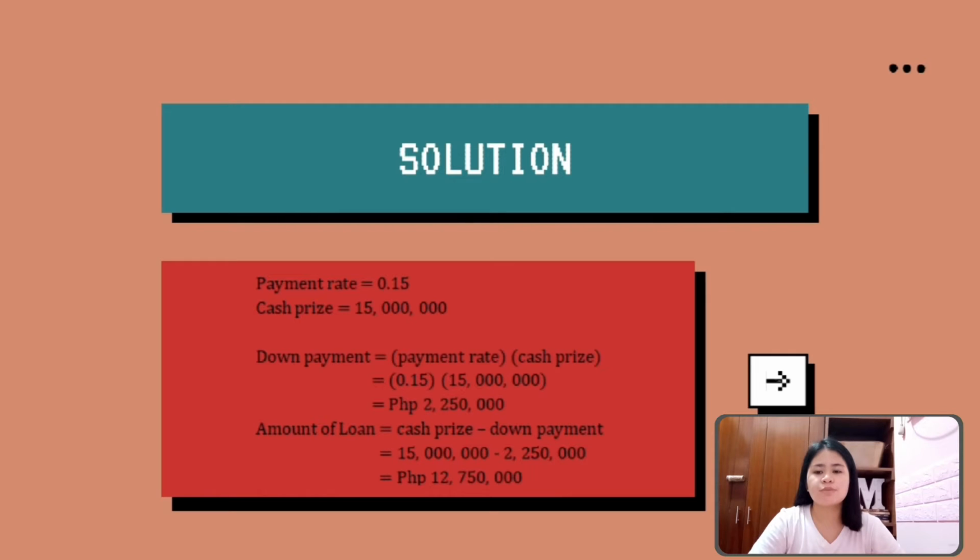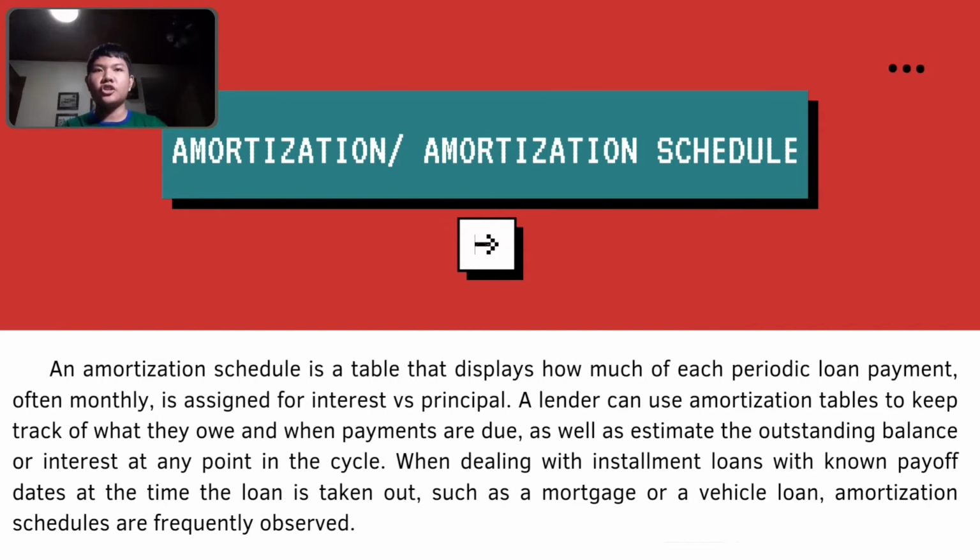The product will be 2,250,000. Third and final step is to get the amount of loan, wherein we have to subtract the down payment from the cash price. Here we have 15 million minus 2,250,000. The amount of loan will be 12,750,000 pesos.